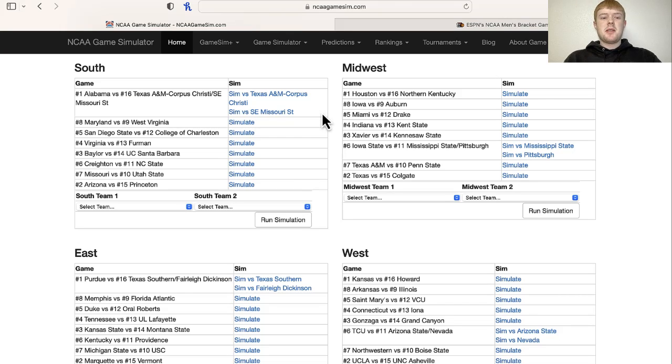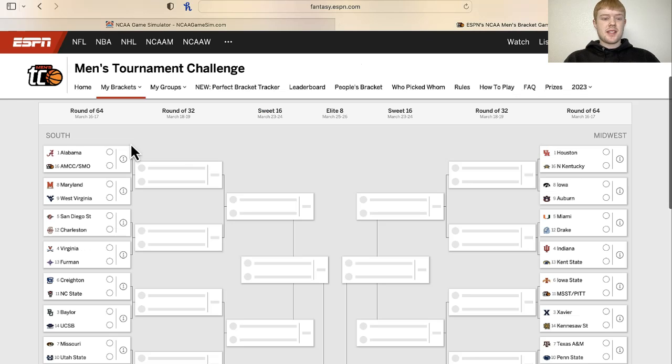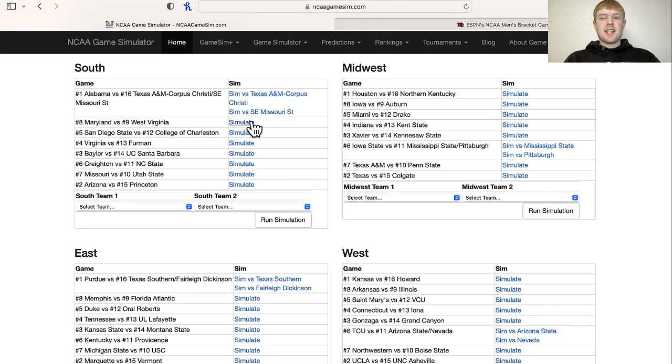First off, we got number 1 Alabama versus the 16th seed. For this one, I'm just going to pick Alabama because either way, we're going to have to simulate, and Bama's probably going to win that game. So we're just going to put them through right away. So we can get right into the next matchup now.